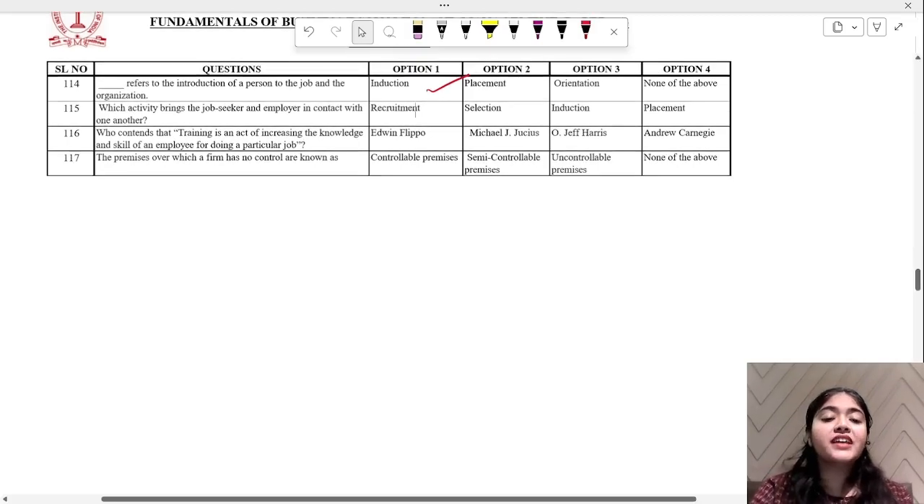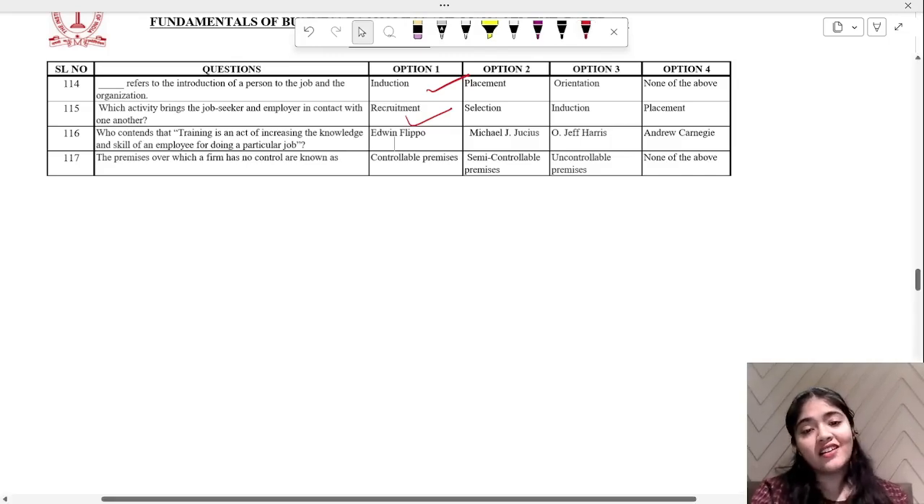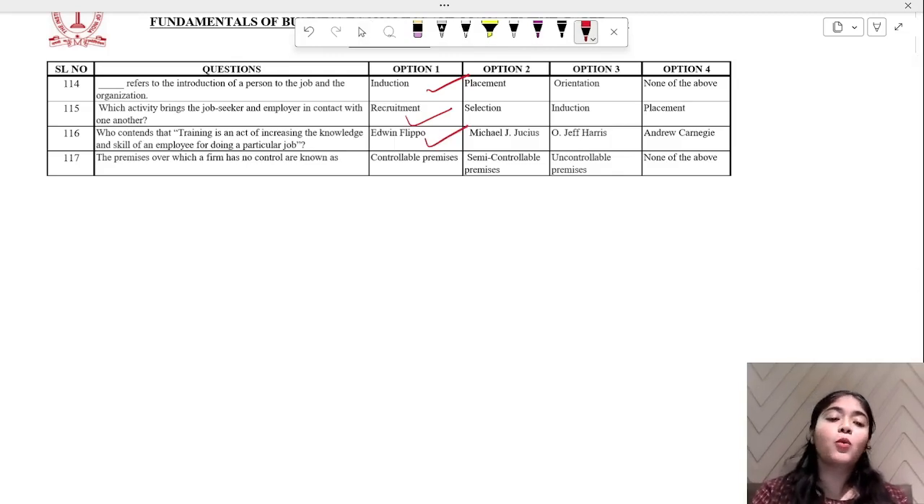Which activity brings the job seeker and employer in contact with one another? Recruitment, selection, induction, or placement. Recruitment is the process where one job seeker meets the employer. Who contends that training is an act of increasing the knowledge and skill of an employee for doing a particular job? Edwin Flippo, Michael J. Jucius, O. Jeff Harris, or Andrew Carnegie? Tell me what is the correct answer. Right, Edwin Flippo, option number 1.